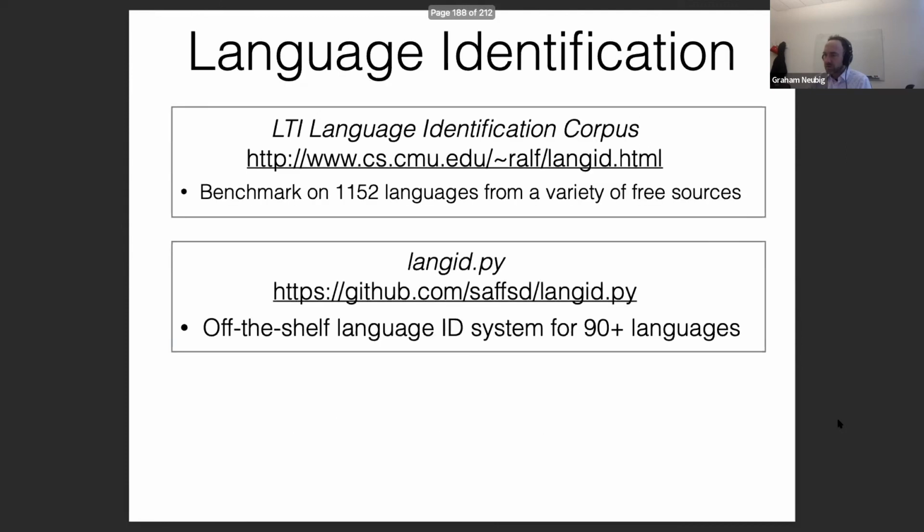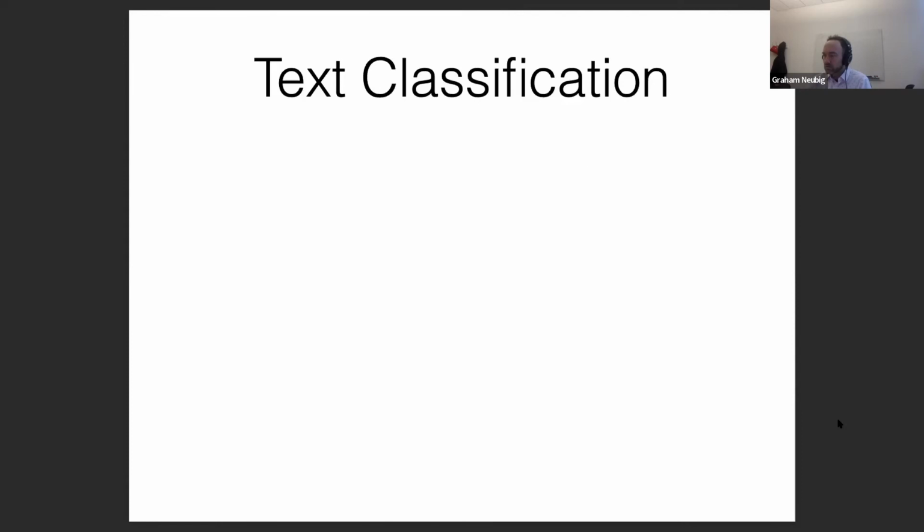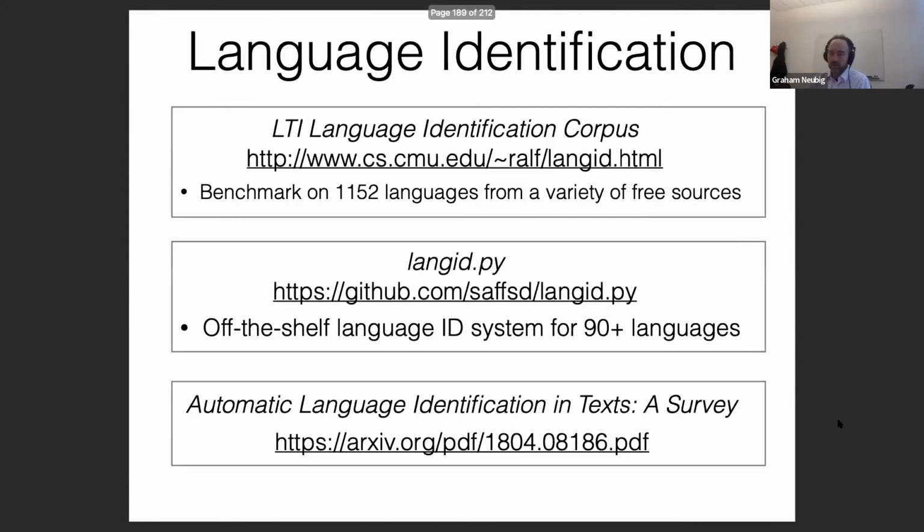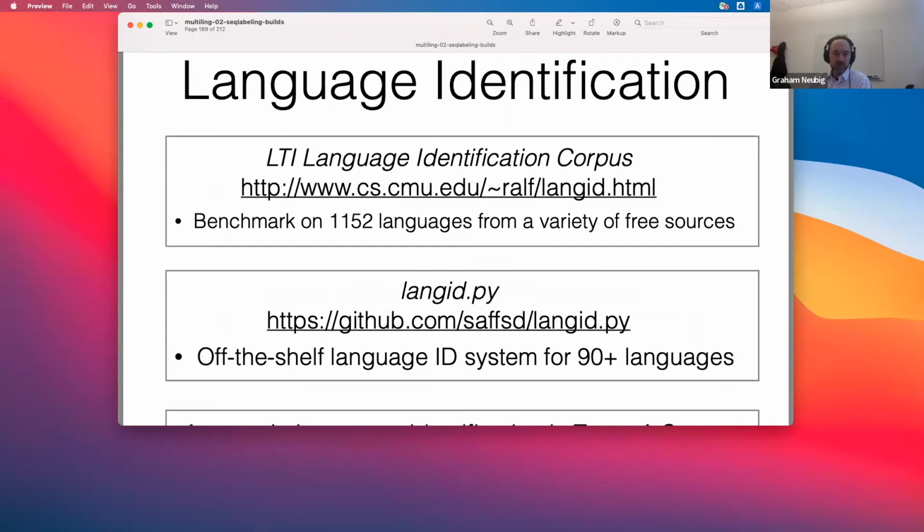I'm missing a slide that I thought I had added here. Weird. Okay, so I'll just discuss this paper.